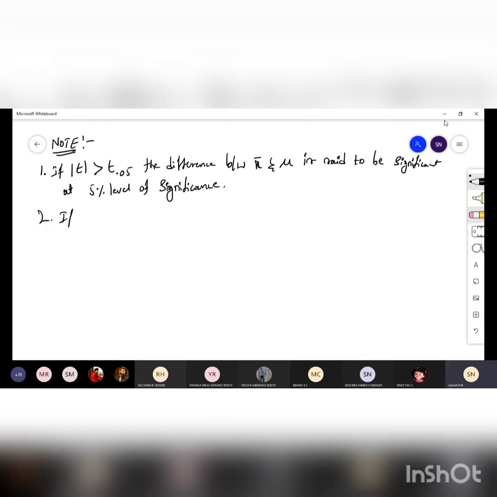So second note, if modulus t is greater than t suffix 0.01, the difference is said to be significant at 1% level of significance.